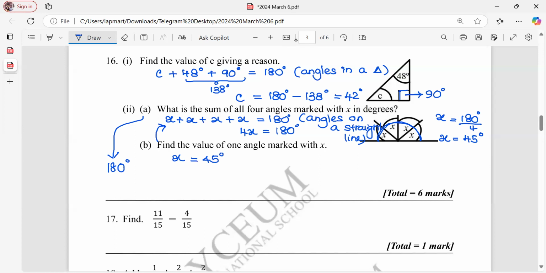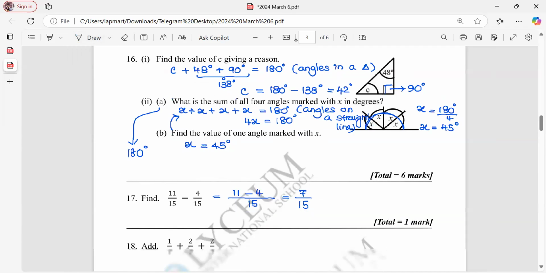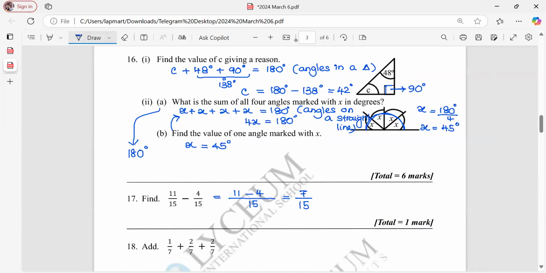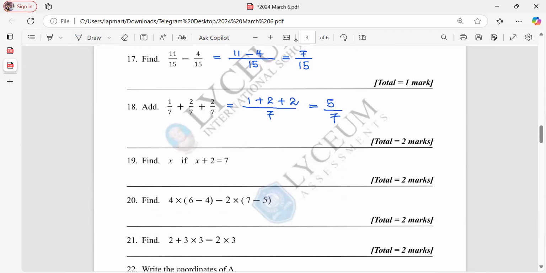Then the next one, we want to find the value, and you have the same denominator. Then 11 minus 4, the answer is 7 over 15, right? 11 over 15. So then the next one you can easily do that again, you draw the line. Then we have 1 plus 2 plus 2. So then the answer is 5 over 7. Right, so that is the answer.